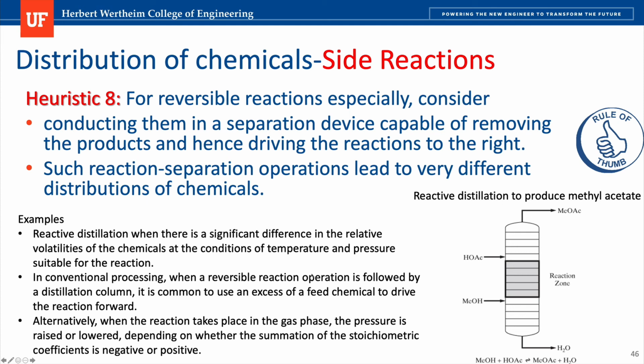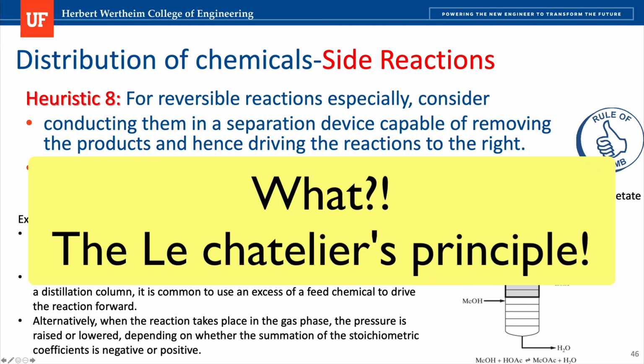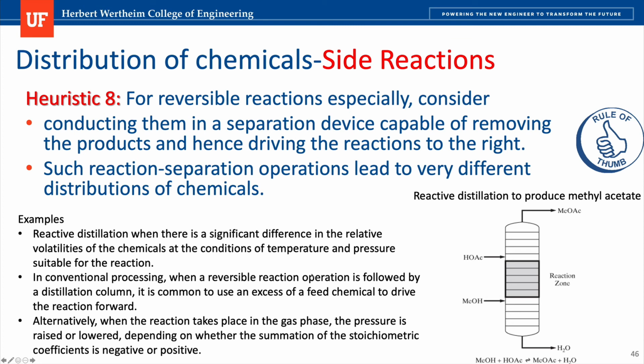And this is important. This is basically the Le Chatelier principle. We're working with the total number of moles in the reactants and the products, and you're changing the pressure to favor the products in this case, when you have a reversible reaction.